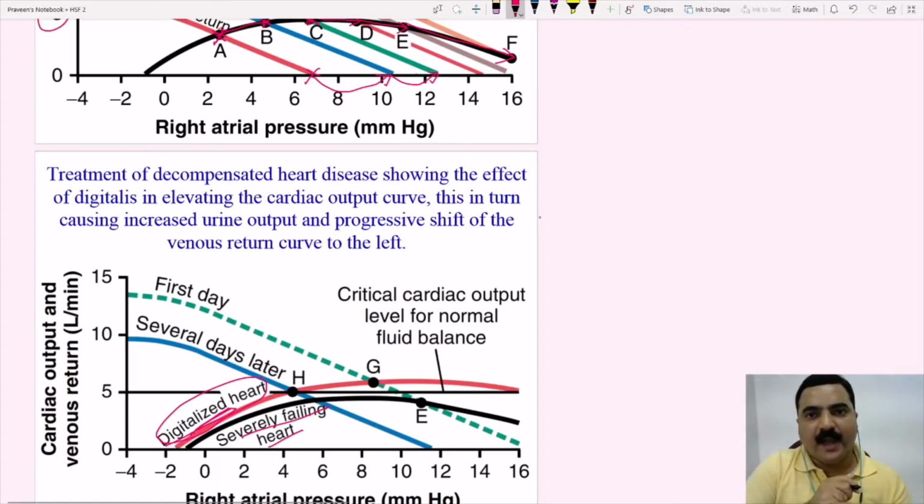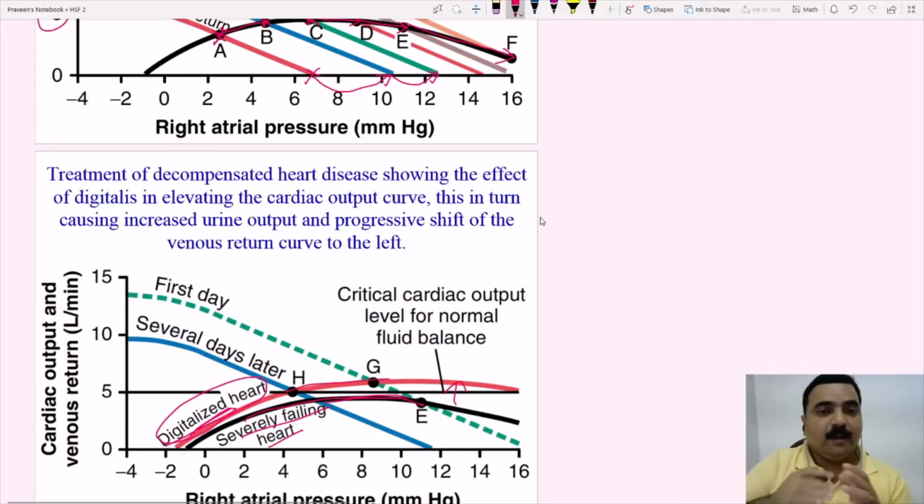Okay, increase the inotropy of the heart. So when it increases the inotropy of the heart, the critical value will be reached. If this is the failing heart, and this is the red one, instead of this black line over here, it has gone up over here. So this is the new line that is created by the digitalis drug.